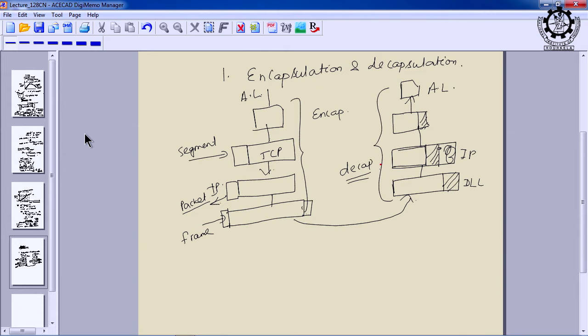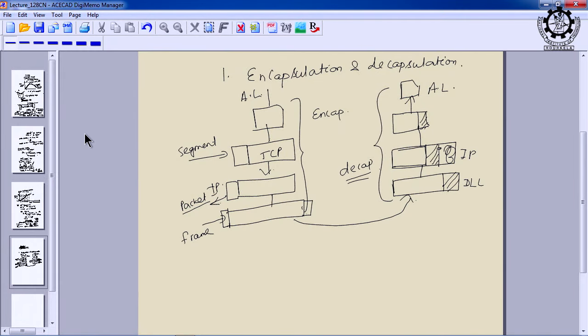Similar to UDP, TCP also has the same encapsulation and decapsulation of data, starting from the application layer all the way to the receiver side. Other services, like queuing, multiplexing and demultiplexing, everything remains the same. So the next operation is queuing, then the next is multiplexing.